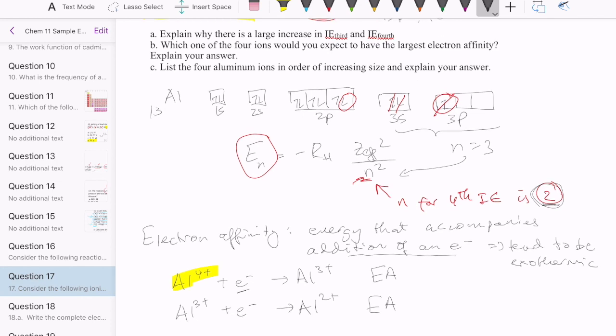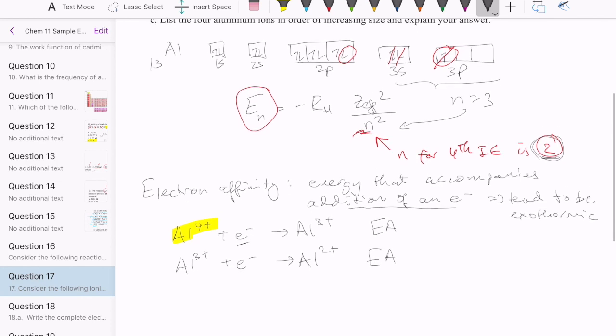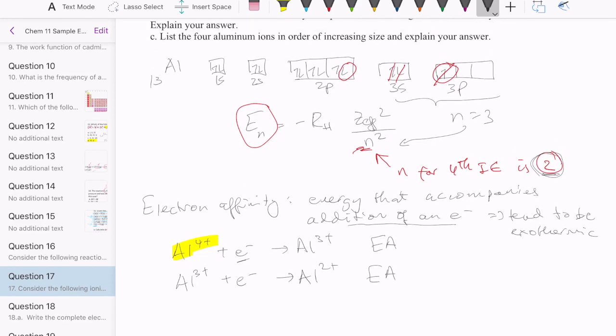It says list the 4 aluminum ions in order of increasing size. So size also depends on this binding energy equation. And so if you have a very strong attraction between your valence electron and your nucleus, then that's going to make your size much smaller, right? So the closer your electron is located to your nucleus, the smaller its size will be. So that tells you that the aluminum 4 plus is going to be the smallest, because that one has the electron located at the n equals 2. I should draw it correctly here. The n equals 2. The Al4 plus would have this closest distance to your nucleus, which is right here. So that would be your smallest ion.